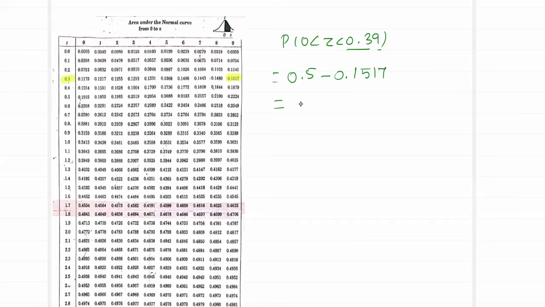So the required answer can be obtained as 0.3483. Hence, we have found that the probability that the total voltage V exceeds 105 units is equal to 0.3483, using the central limit theorem. Thank you.